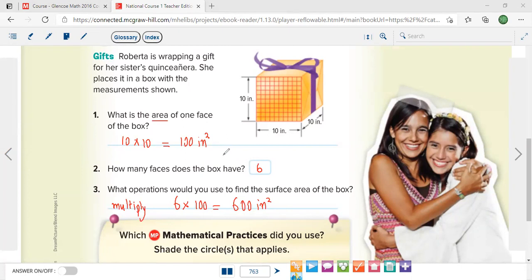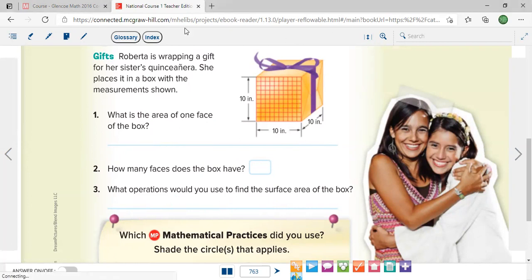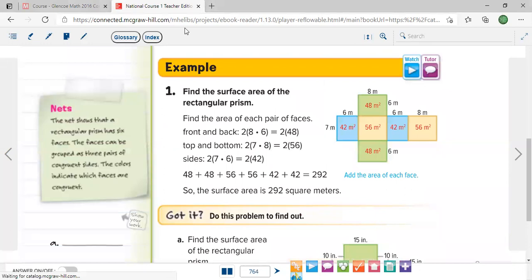So the idea of the surface area of a rectangular prism is to find the area of all faces: the front and the back, the top and the bottom, the right face and the left face, and so on. Let's go deeper into the lesson for details.